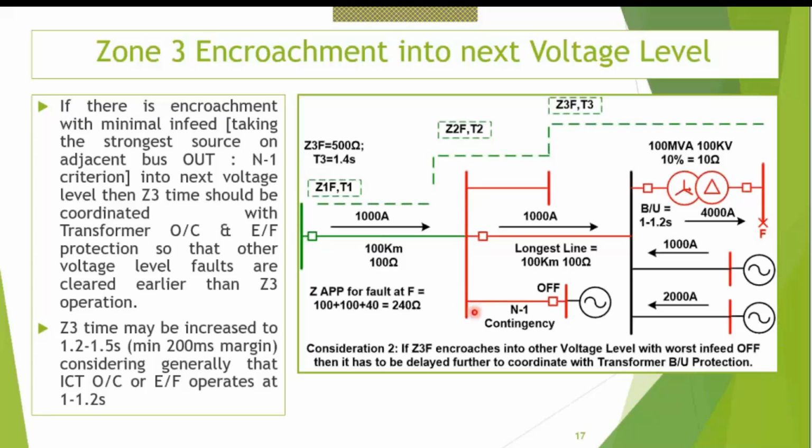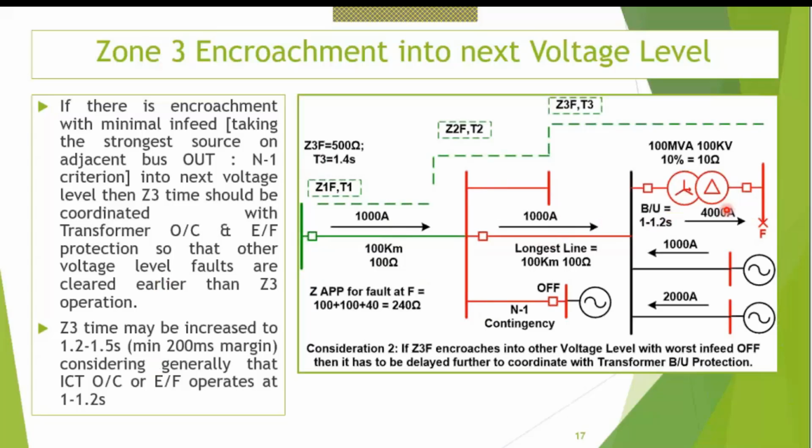You don't need to switch off all the infeeds. Everything will go off and only this line will remain. Then you will never be able to set zone 3 to such a high level. Everywhere there will be encroachments. But the strongest infeed should be switched off. That is very real time, what I have seen in my experience. Real time it gives good results. Most of the times it will operate okay. This fellow will not trip for remote bus transformer faults.